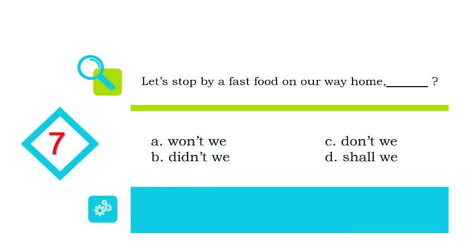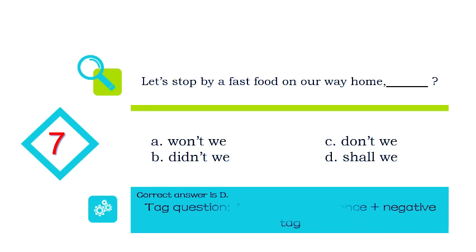Number 7. Let's stop by a fast food on our way home. Blank. A. Won't we? B. Didn't we? C. Don't we? D. Shall we? Now, this is an example of what we call a tag question. And take note, the correct answer here is letter D.